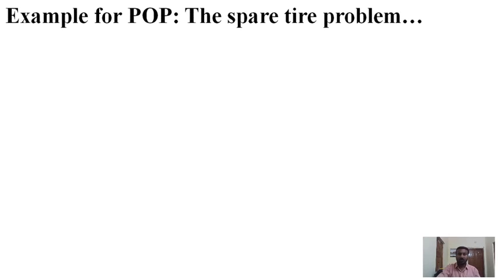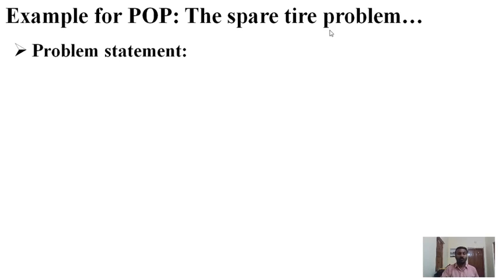Today we are going to continue the last video's concept, partial order planning. There we discussed up to the 4 points, and after completing that, I said there is an example for partial order planning. So that example we are going to discuss today. It's an example for partial order planning, shortly called POP. That example is the spare tire problem.